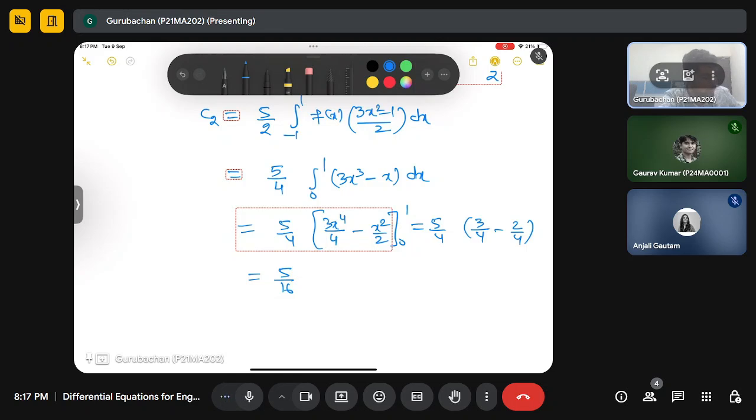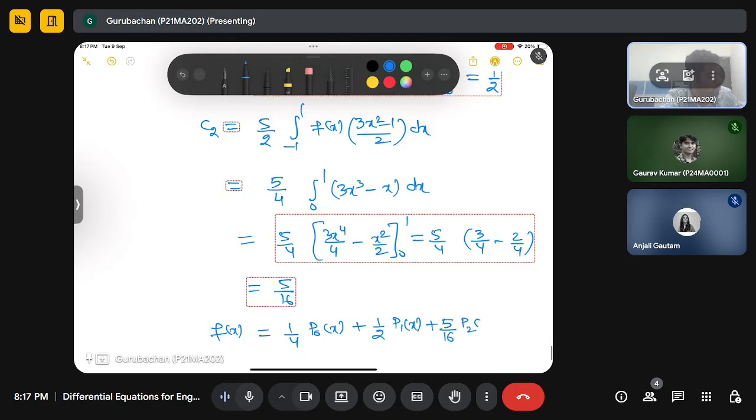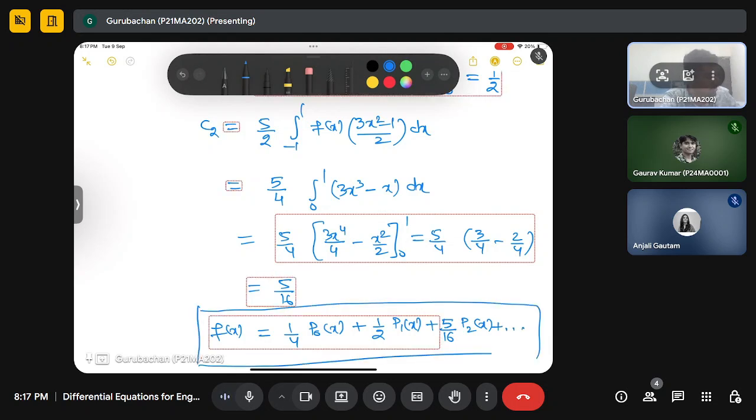Now you may write this f(x) in the form of: first one is 1 by 4 P naught x, second one is 1 by 2 P1 of x, third one is 5 by 16 P2 of x, and so on. So this is your Fourier Legendre series.